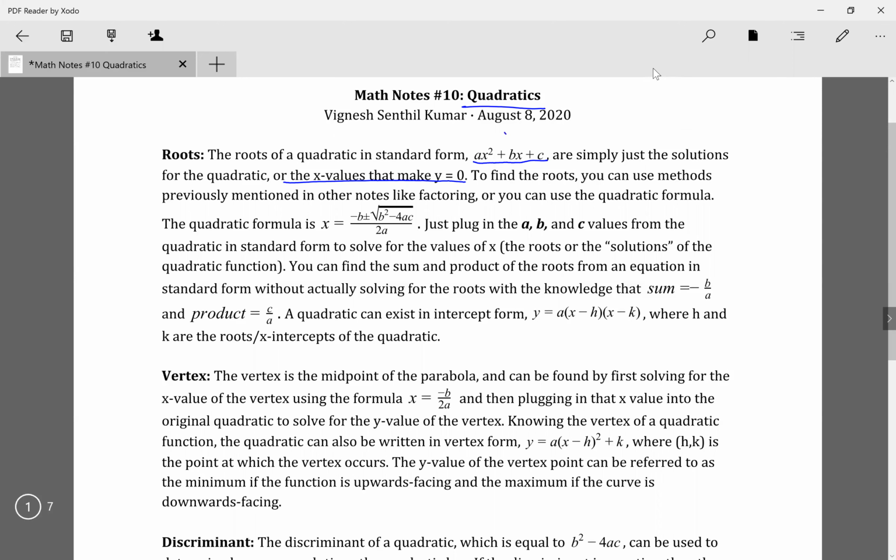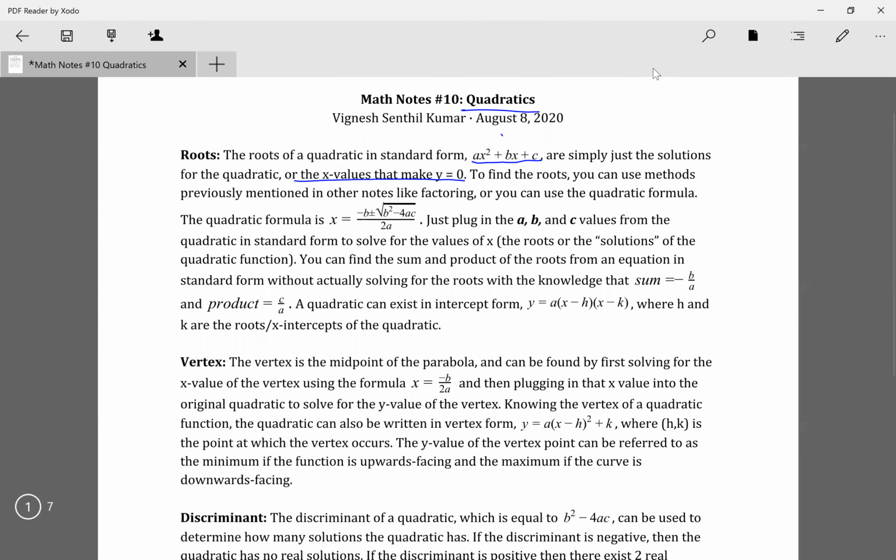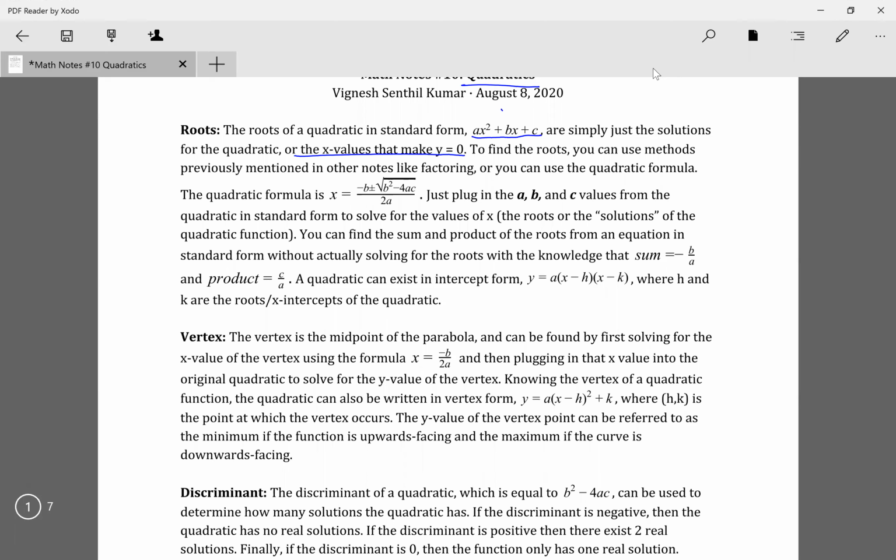However, there's also the quadratic formula, which is a new thing we're learning, where x is equal to negative b plus or minus the square root of b squared minus 4ac, all over 2a. Here you just plug in the a, b, c values and solve for x. Usually you'll get two answers. However, we'll talk about later how you can determine that you're going to get one or zero answers.